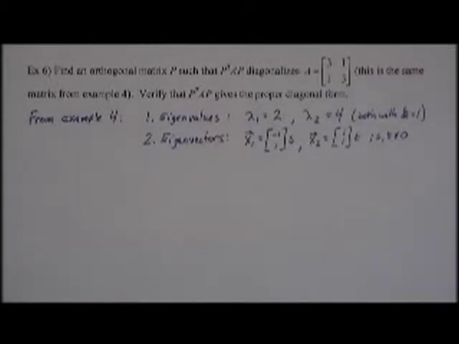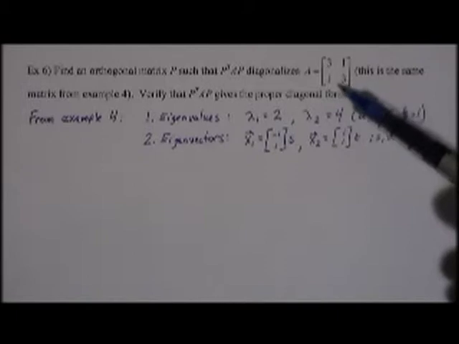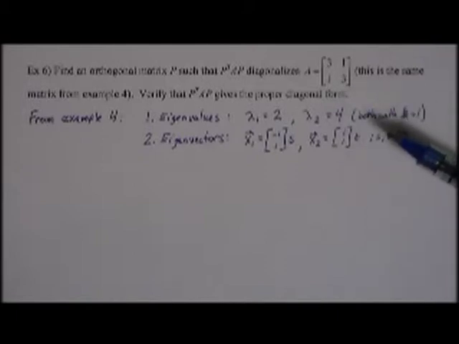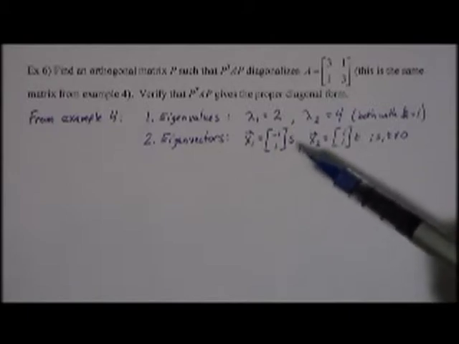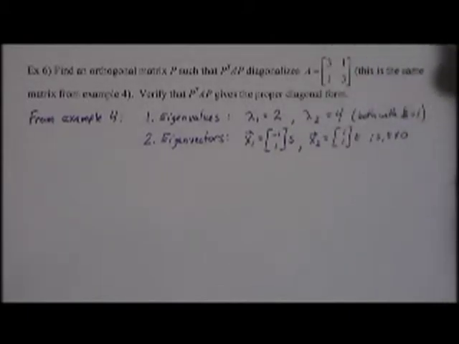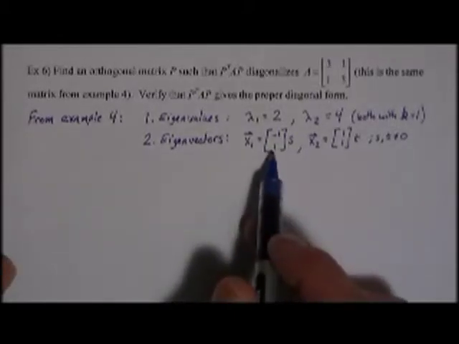Example 6 is our first example that asks us to find an orthogonal diagonalization of a matrix. So we're given this matrix 3, 1, 1, 3, and this is the same matrix from example 4, so we already know the eigenvalues and eigenvectors from that example. So finding the eigenvalues and eigenvectors are steps 1 and 2, except in step 2 we also have to find unit eigenvectors. So what we're going to do is just choose any eigenvector.